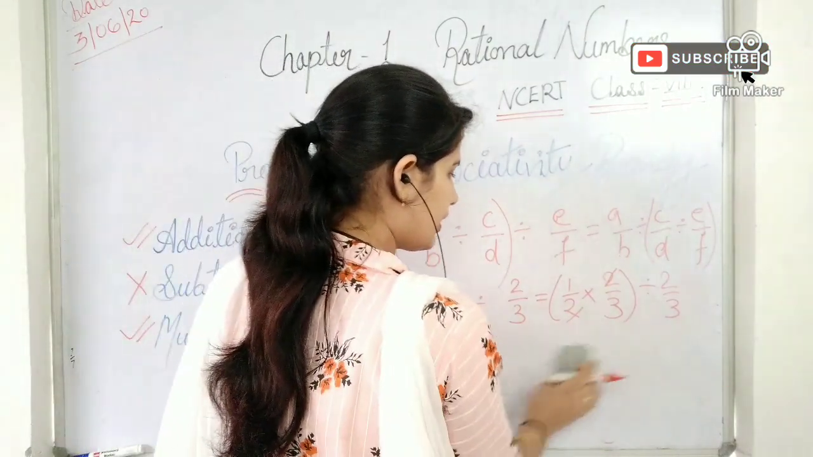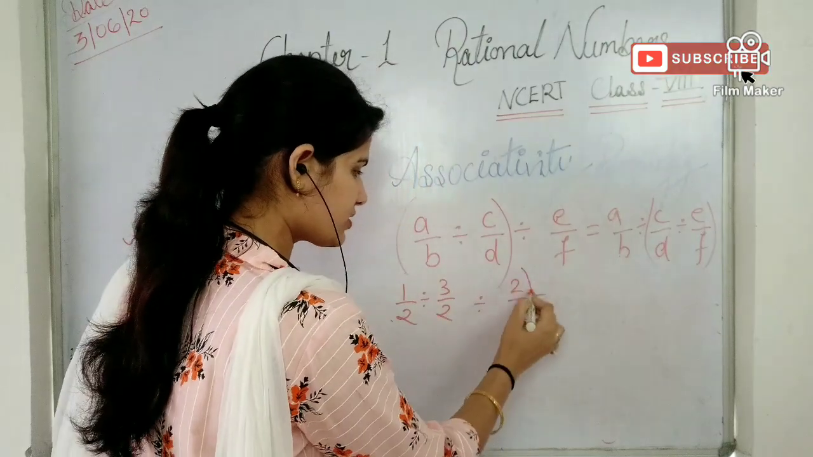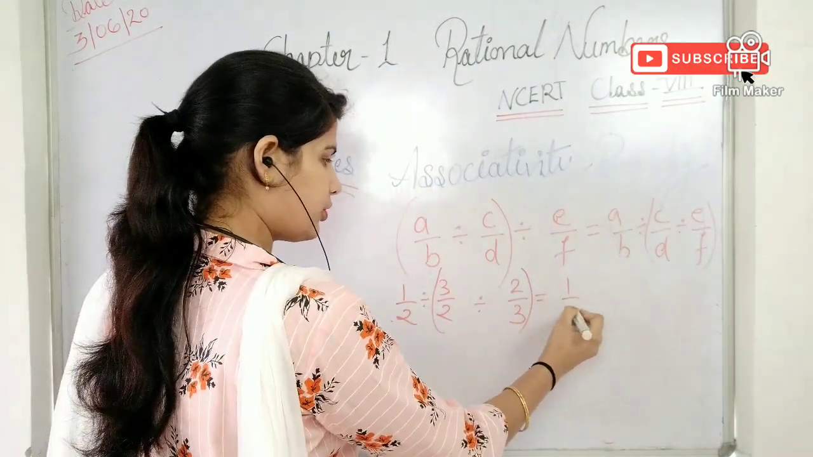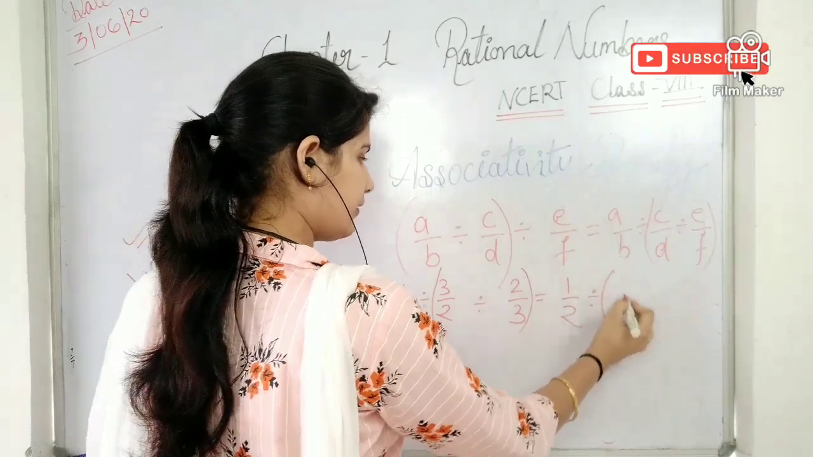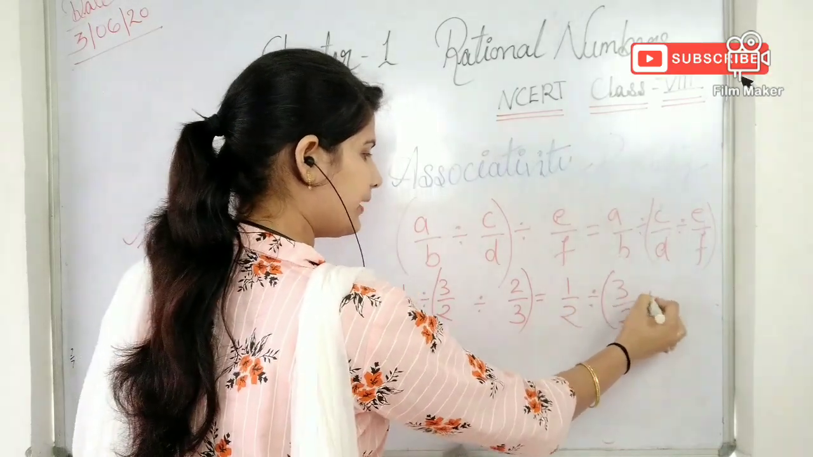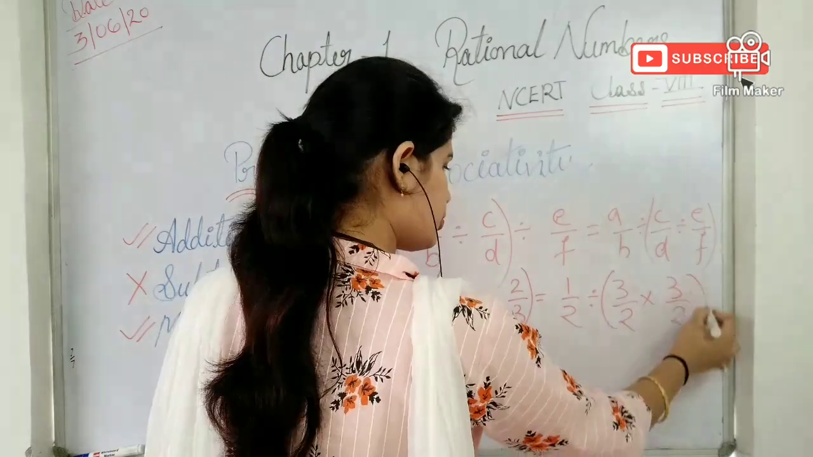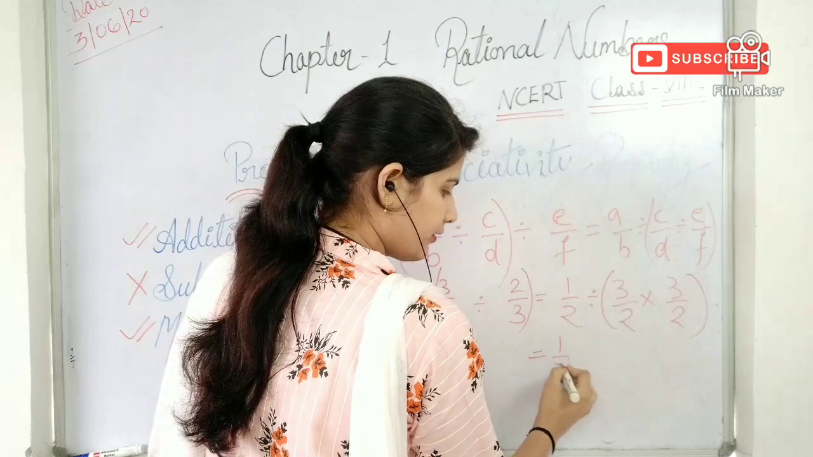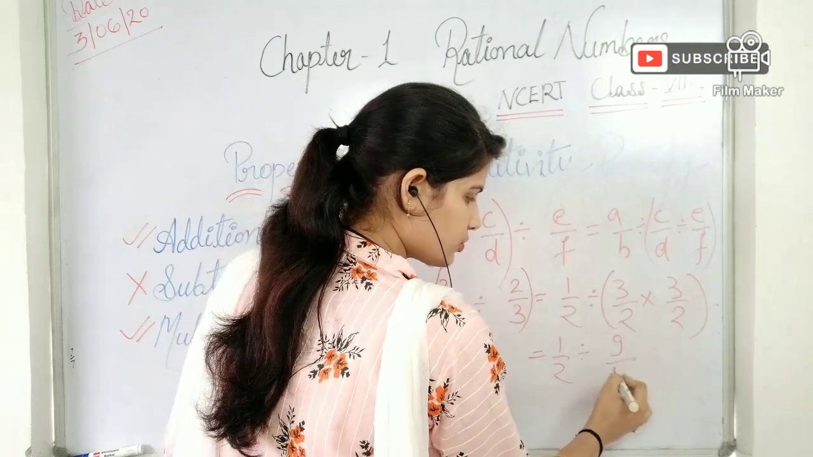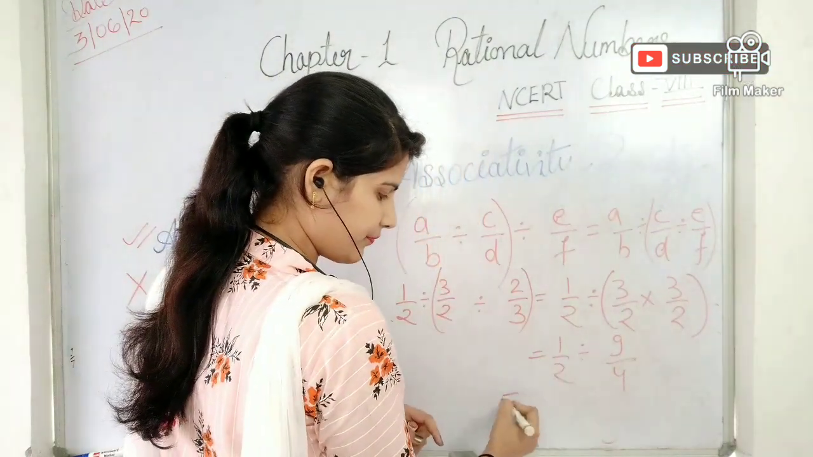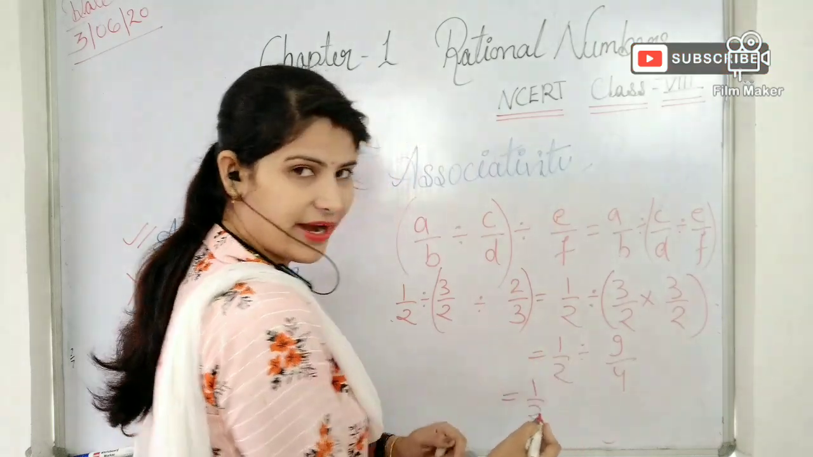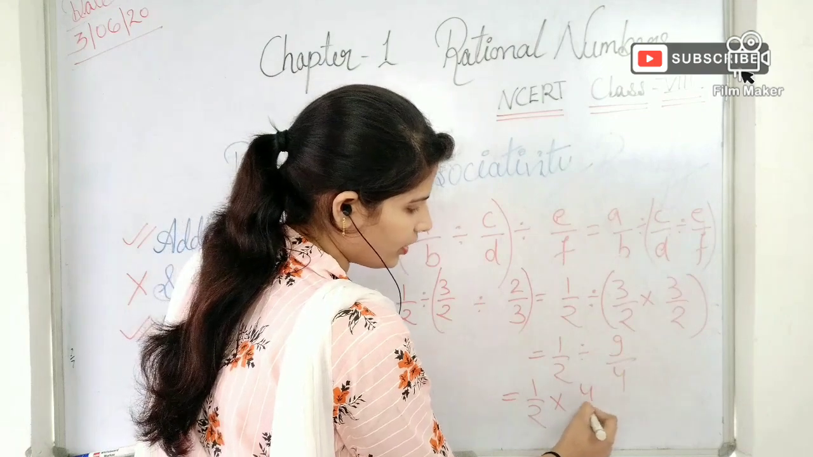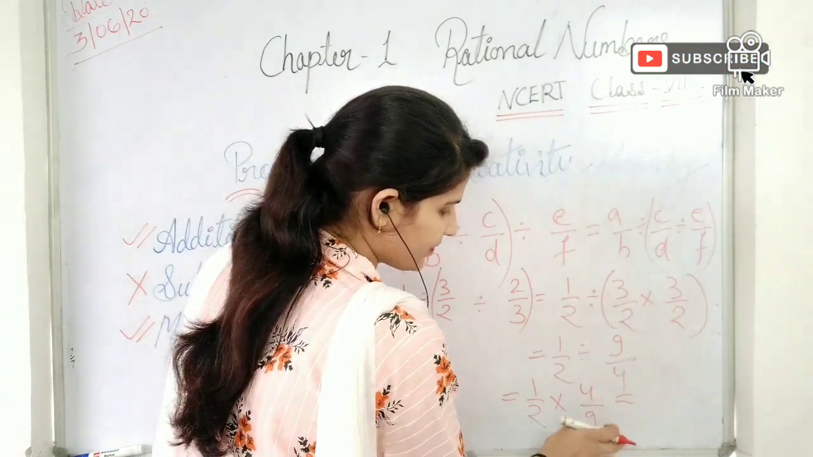Clear? Now first we'll solve this order. So 1 upon 2 divided by 3 upon 2 multiply 3 upon 2. Okay. So 3, 9 into 4. Again 1 upon 2 divide changes into multiplication, and 4 upon 9 reciprocal it.